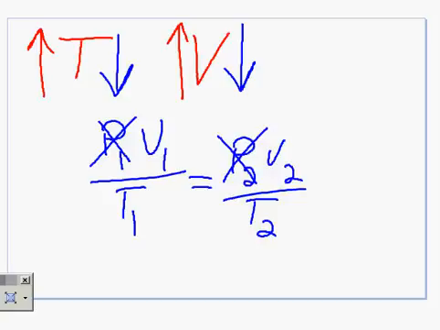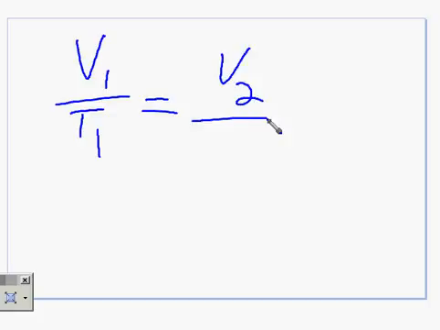All right, so let's look at our new page here. So Charles' law. V1 over T1 equals V2 over T2.